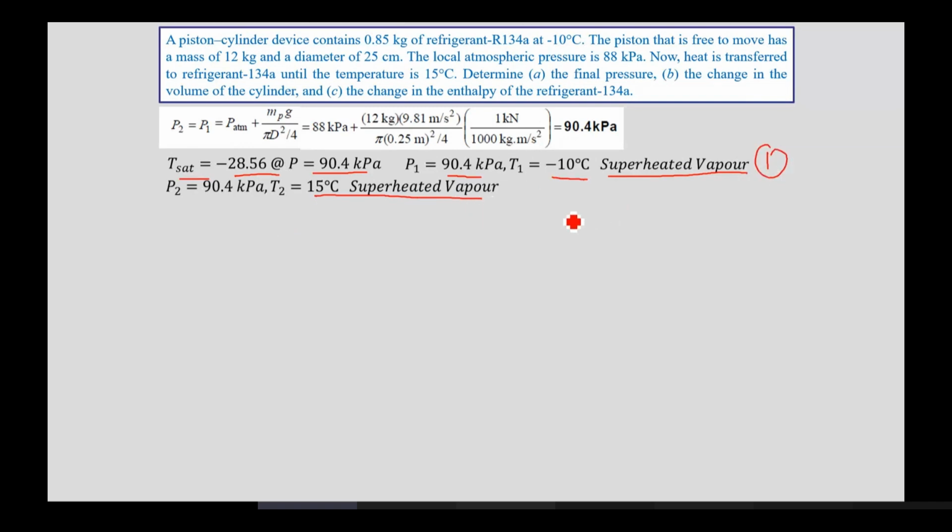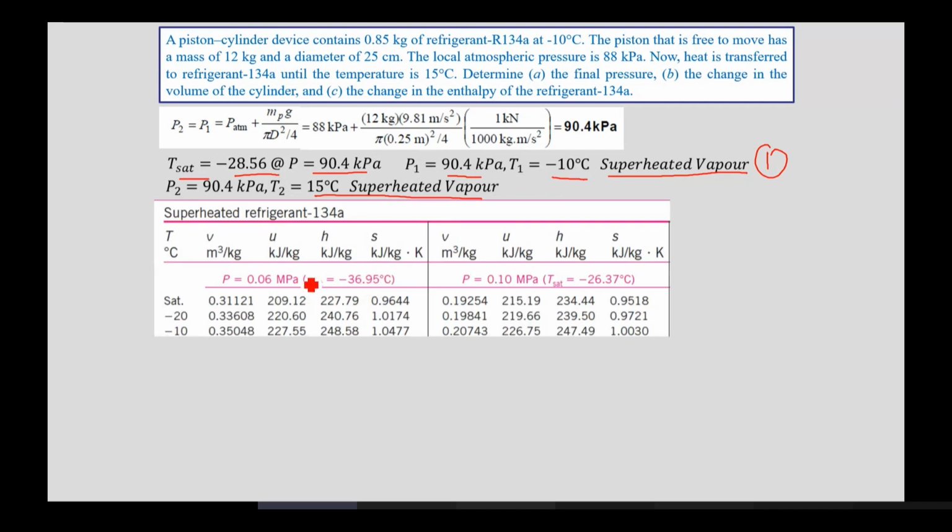So for the first state, you will go to the superheated table and identify the pressure. Now you have been given the pressure of 0.06 megapascal and 0.1 megapascal, but 0.094 megapascal is not given to you. So you have to interpolate. For minus 10 degrees centigrade, the specific volume for 0.06 and 0.1 megapascal are given. You have to interpolate and find out for 0.094. Similar is the case for enthalpy. Minus 10 degrees centigrade, 0.06 megapascal is given. Similarly, minus 10 degrees centigrade, 0.1 megapascal is given. You have to find out for the pressure which is in between these two pressures.